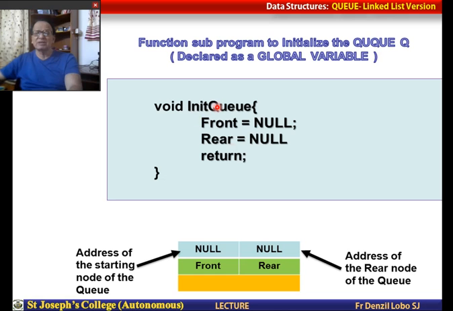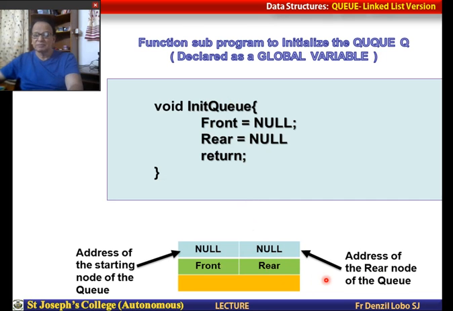This is how we are going to do it. We are going to initialize the queue, init queue. This is the first function we are making use of in the main program. To initialize the queue, front is equal to null, rear is equal to null, return. Front and rear are global variables. Please remember, they are not local variables in main, but global variables. We are initializing both of them to null. So front is equal to null and rear is equal to null.